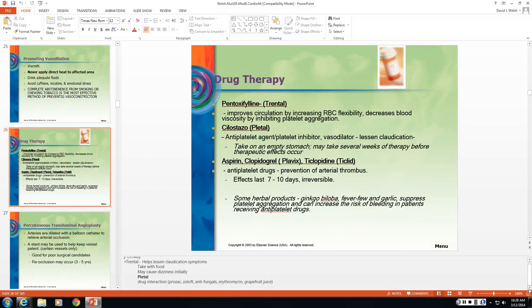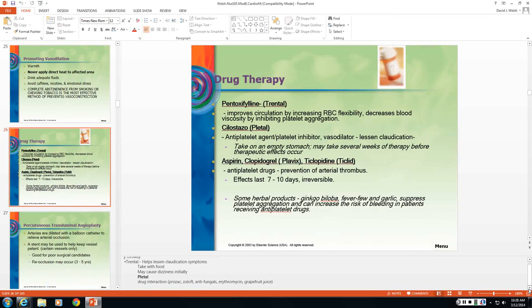Pletal is an antiplatelet agent or a platelet inhibitor. It is a vasodilator, so it lessens claudication. You want to make sure they take that on an empty stomach. They may take it for several weeks before the therapy actually gets to a therapeutic level. There are drug interactions with that. You want to watch for Prozac, Zoloft, any kind of antifungals, erythromycin, grapefruit juice. All those can affect Pletal.